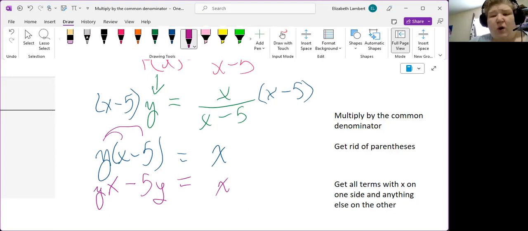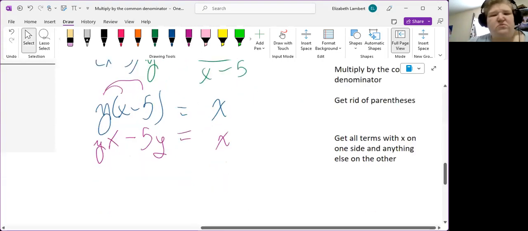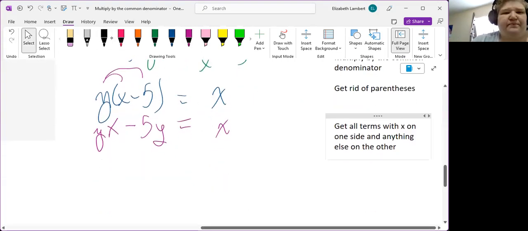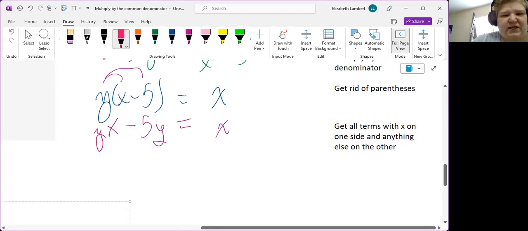So I've got yx over here on the left, I've got an x term on the right, and I've got a negative 5y in there. So two ways we could go about this. I could get my x terms on the left side, the other stuff on the right, or if I notice the x term on the right doesn't have anything else, so if I just move the x term from the left over there, then I'll have all my x terms together. So that's what I'm going to choose to do.